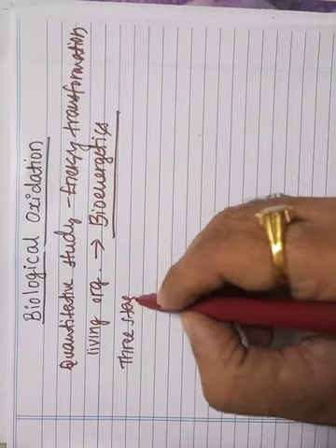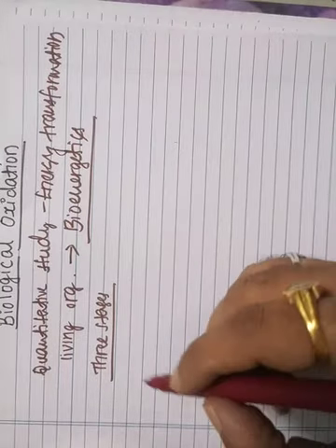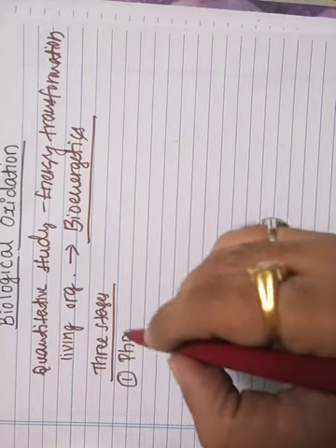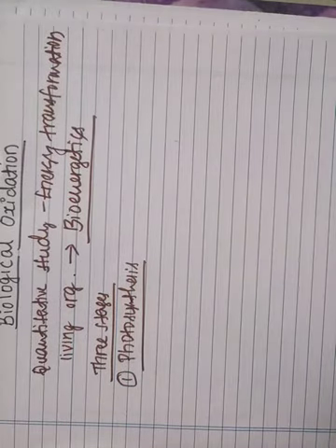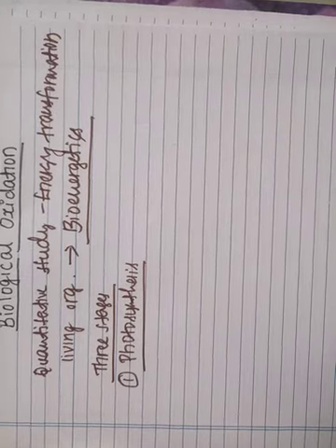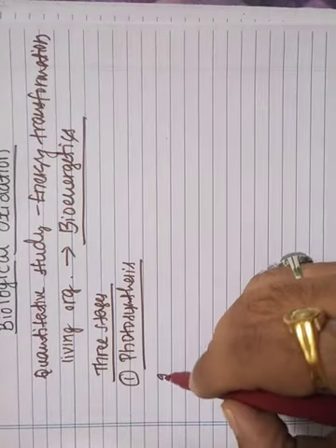in three stages. The first stage is photosynthesis. In living organisms, the first stage in the transformation of energy is photosynthesis. As you studied in your lower classes, plants absorb solar energy and convert it into food by the process called photosynthesis. Plants absorb solar energy through the photosynthetic pigment chlorophyll, and utilize the chemical energy to synthesize nutrients like carbohydrates, proteins, lipids, etc. So photosynthesis is the first step in the transformation of energy.